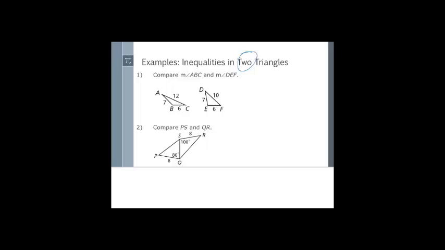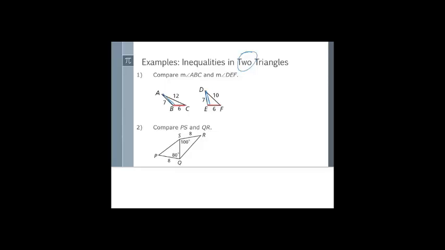Okay, notice that in number 1, we have 2 triangles that have 2 congruent sides, right? So AB and DE are congruent, and so are BC and EF. Okay, but the third side is not congruent. So the question is, compare the measure of angle ABC and the measure of angle DEF. In other words, which one is larger? Okay, and the hinge theorem says that in 2 triangles that have 2 congruent sides with the third side not congruent, the larger angle is opposite the larger side, very similar to that single triangle theorem that we had.